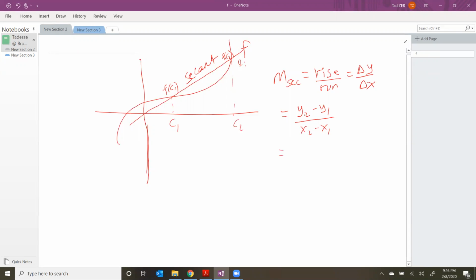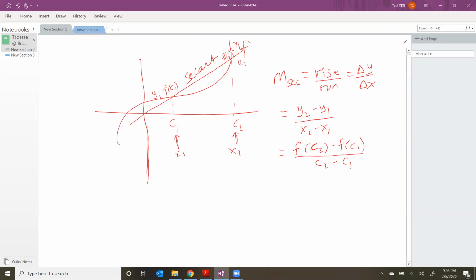If you want to write y2 and y1 in function notation, using these points C1 and C2, this is your y1, this is your y2, this is your x1, this is x2. So this becomes f at C2 minus f at C1, divided by C2 minus C1. That will be the slope of the secant line.